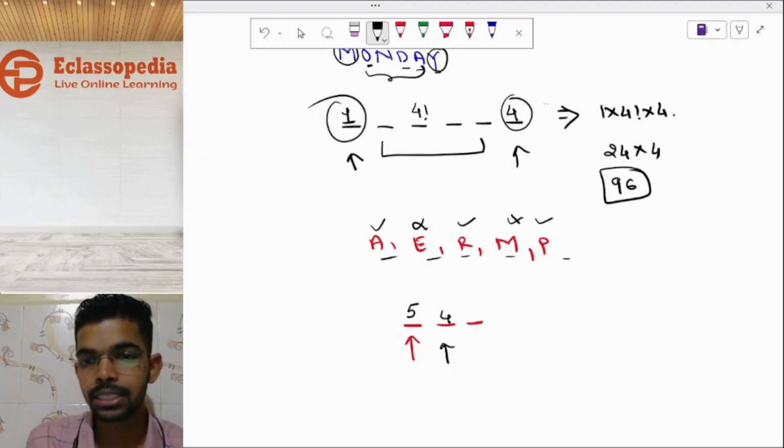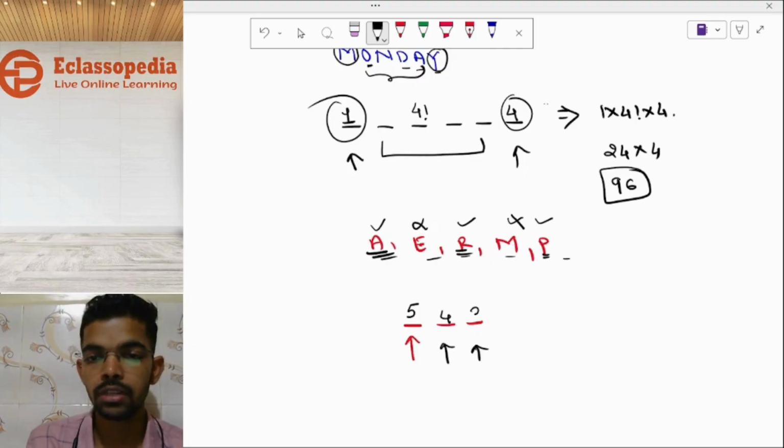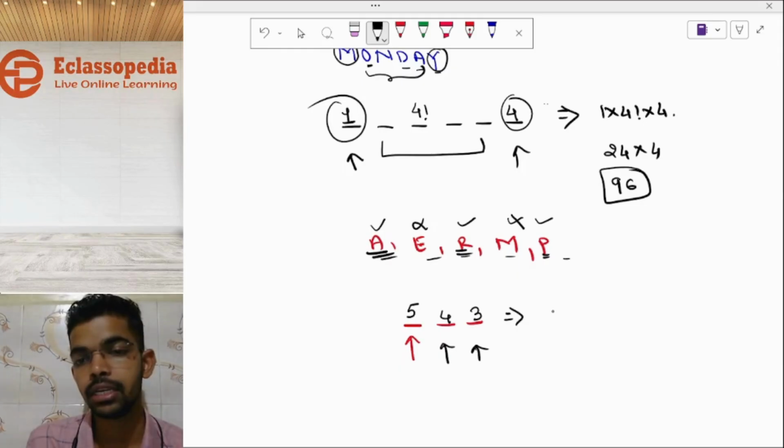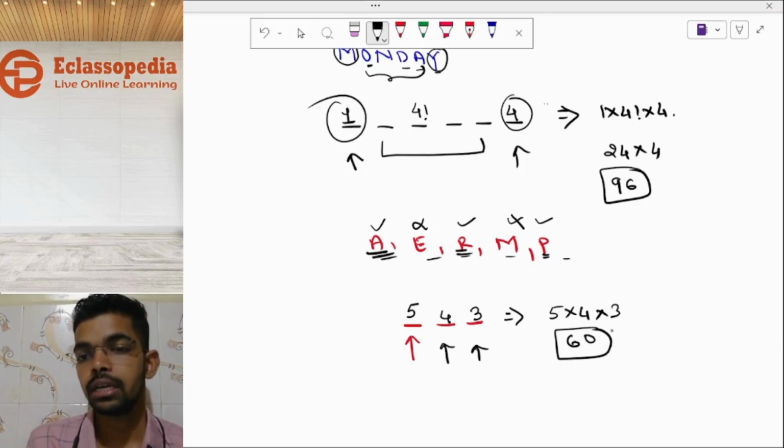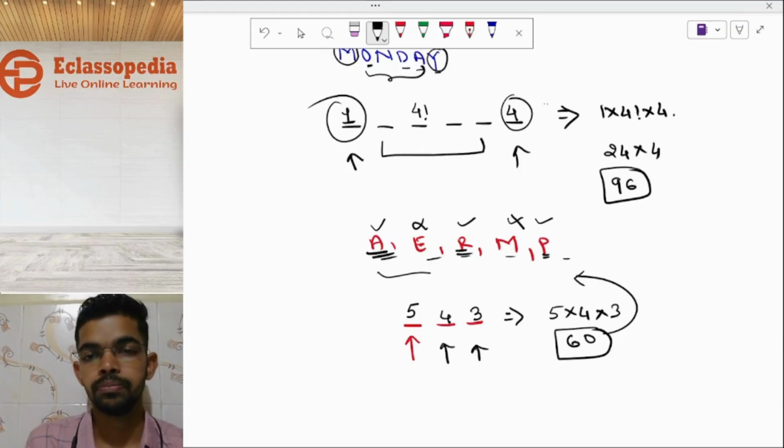Let's say we have placed M. Now how many choices do you have at the last place? Three choices. A is remaining, R is remaining, and P. So we can place any of the three. So in total how many 3 letter words can you form? 5 into 4 into 3. That is nothing but 60. So we can make 60 three letter words from these letters.